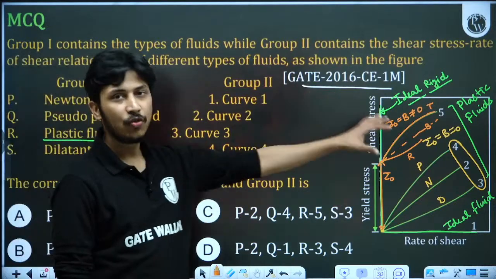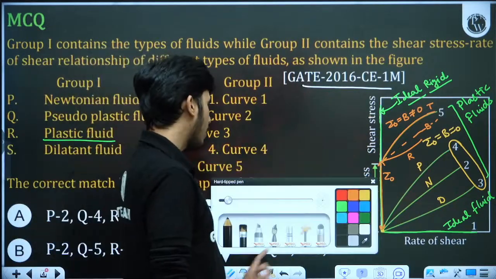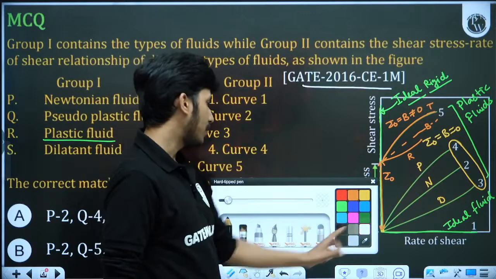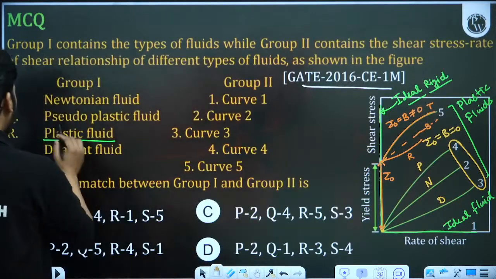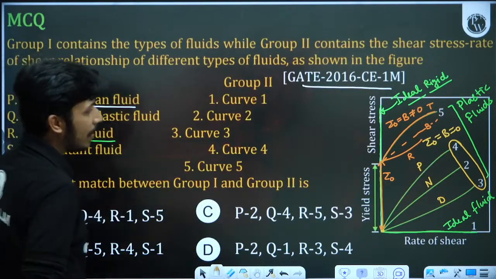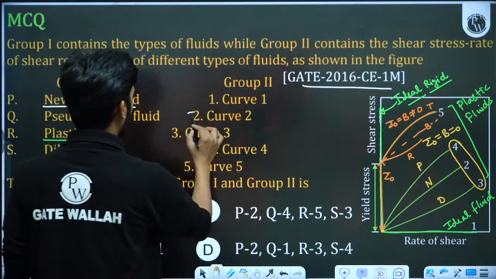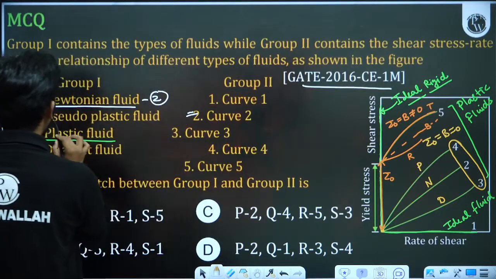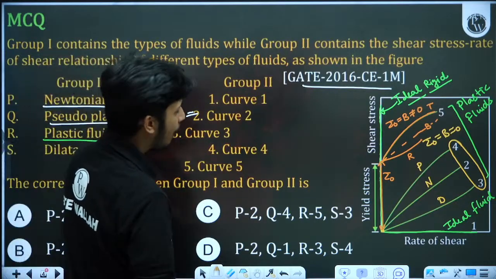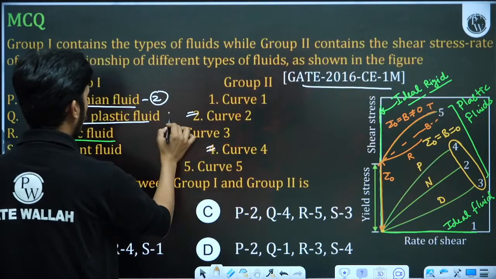Okay, so these things you have to understand in this diagram. I have also told this thing in the revision session. Now let's come to this. Newtonian is which one? Number 2. Now pseudoplastic, which number? Number 4.